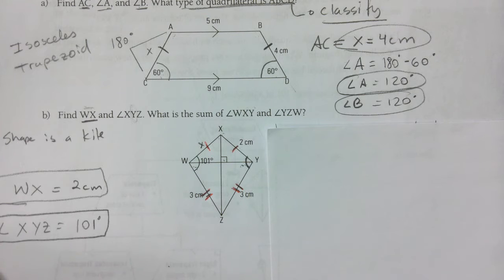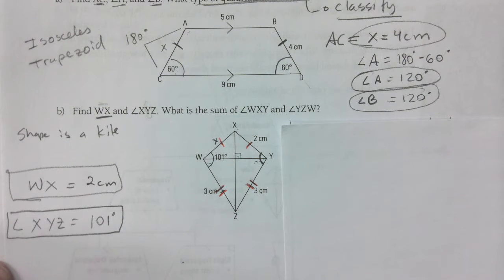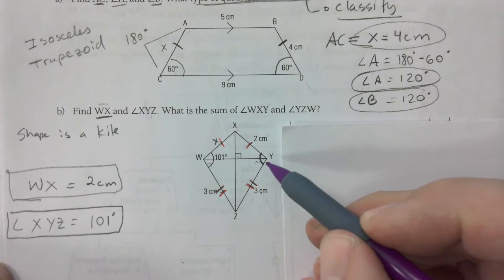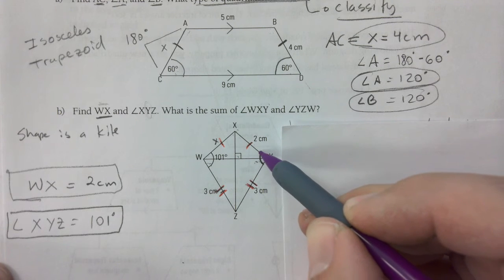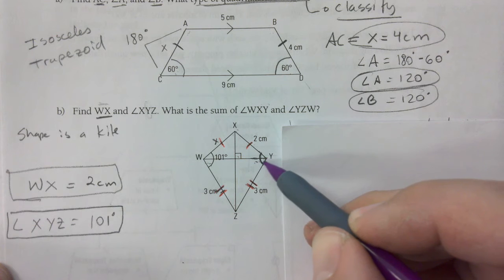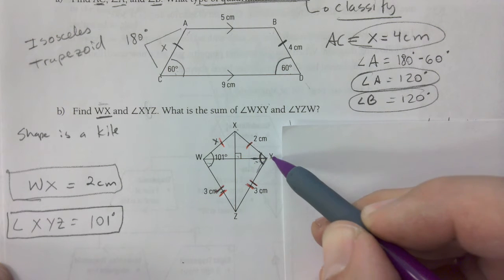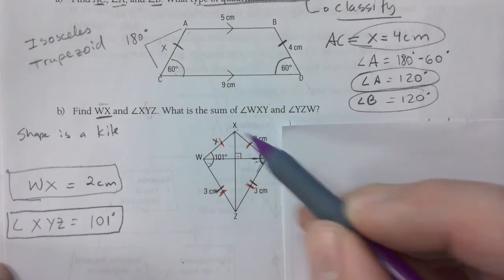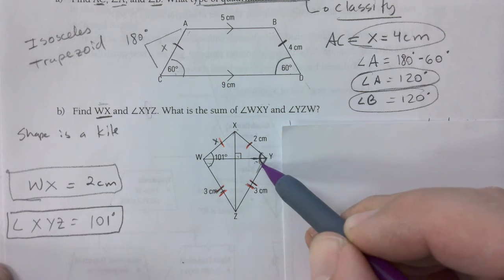And why do you have to use 3-letter notation, you may ask? Like, why can't I just say Y? Because around Y, there are two angles. There's the small one here, and there's the small one here. So you can't just say Y. If you say X, Y, Z, now you're referring to the whole thing.